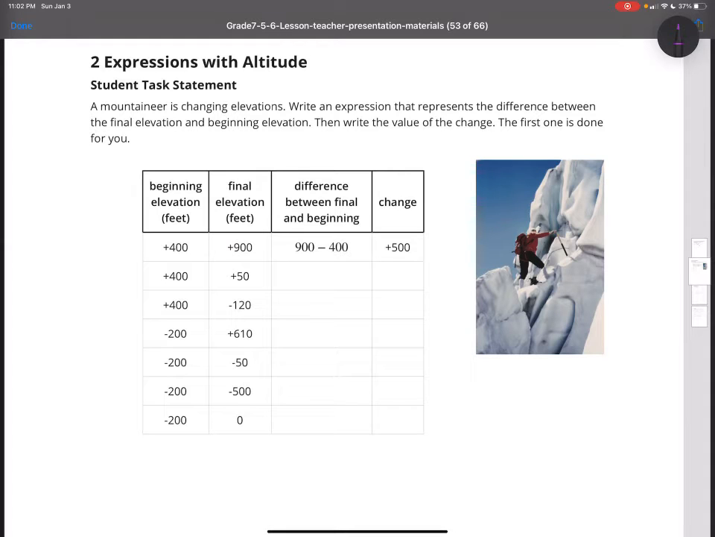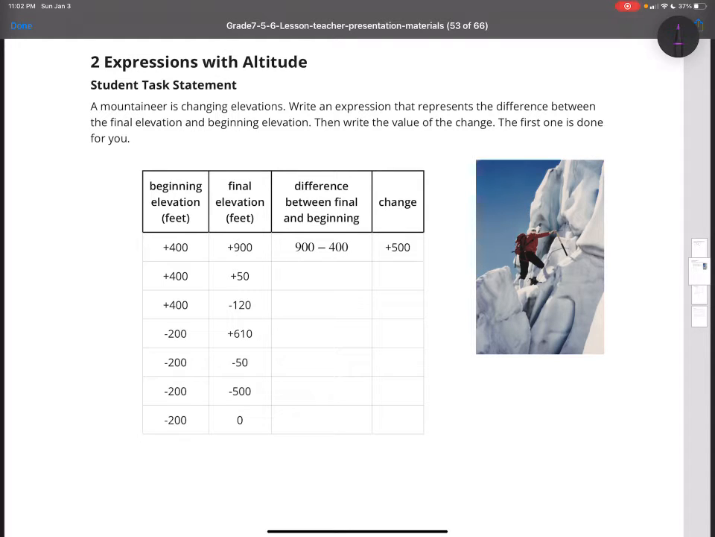Okay, guys, let's look at the second student task statement called expressions with altitude. A mountaineer is climbing elevations. Write expressions that represent the difference between the final elevation and beginning elevation. Then write the value of the change. The first column is done for you.